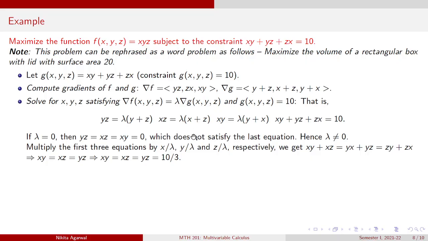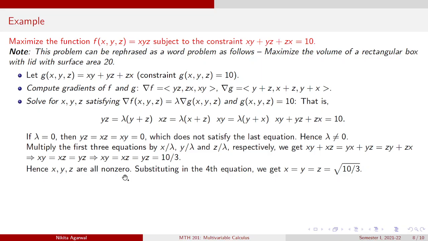Now second equation, if you multiply by y by lambda, on the left hand side you'll get xyz by lambda. Similarly, if you multiply the third equation by z by lambda, you get xyz by lambda. So they are all equal on the left hand side. So therefore the right hand sides are all equal. Okay. Now if all these are equal, this just means that all three terms should be equal. But if all these three terms are equal, putting it in the fourth equation, you get all three are equal and they should be equal to 10 by 3. Right? Therefore, all of them have to be non-zero.